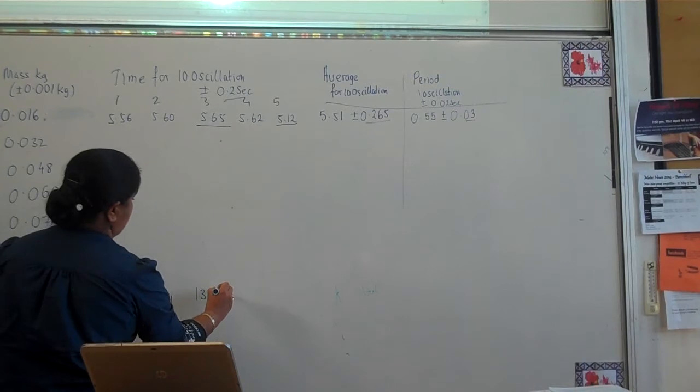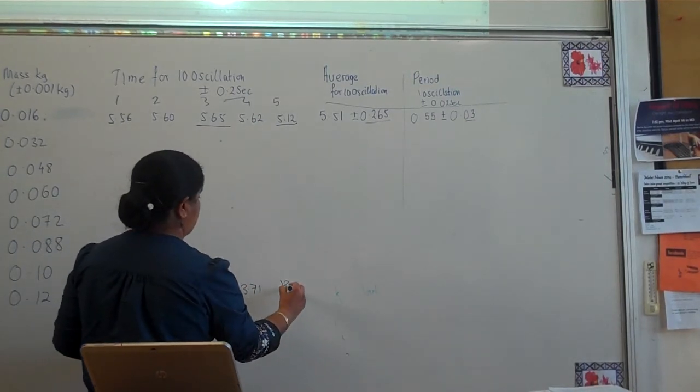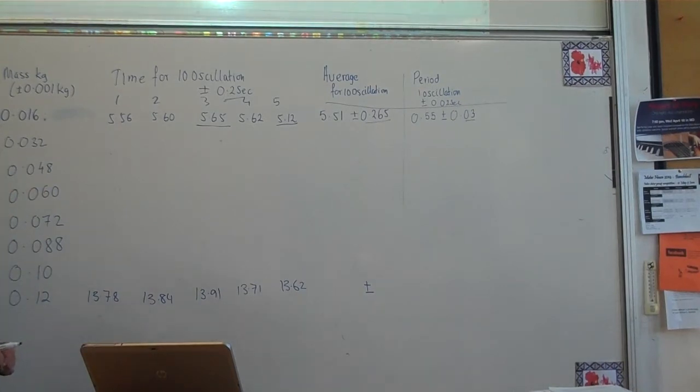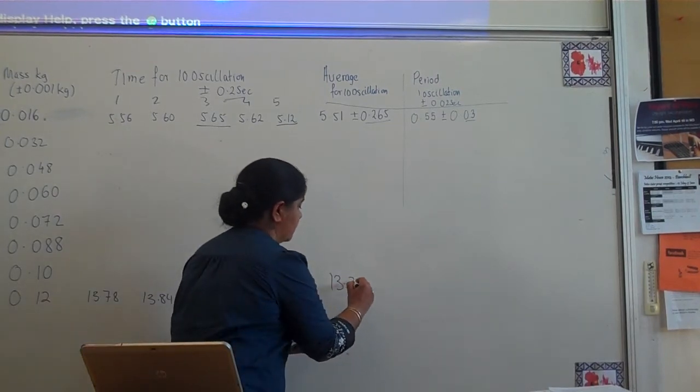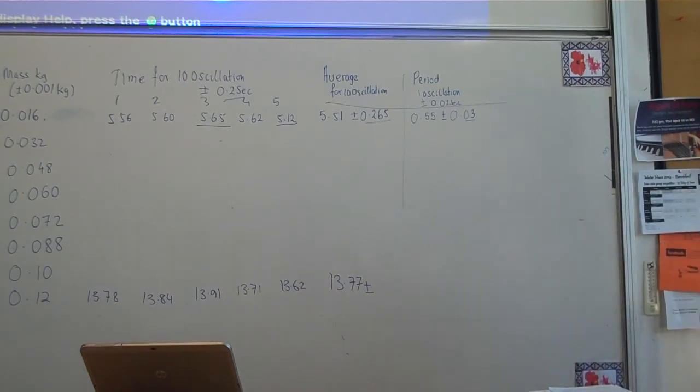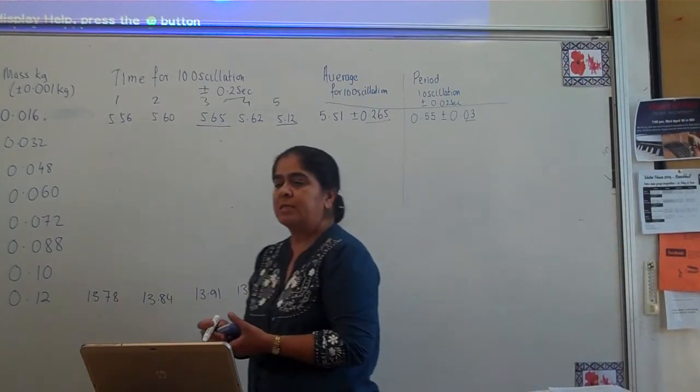Yep. Okay. Next, in the same way, we'll practice one more, maybe the last one. 13.78, 13.84, let's imagine 13.91, 13.71, and 13.62. Average is easy to work out. Somebody help me with the average and another person help me with the uncertainty. Can someone tell me what will be the uncertainty here?